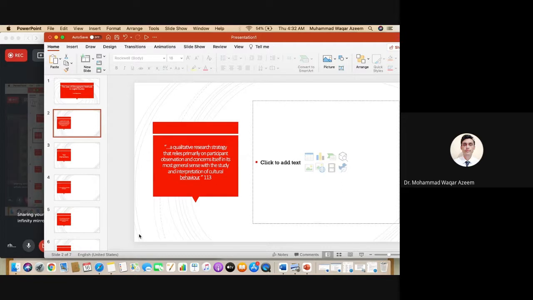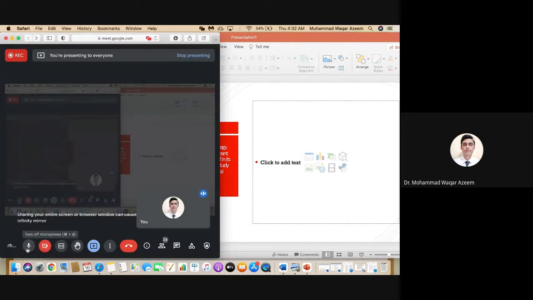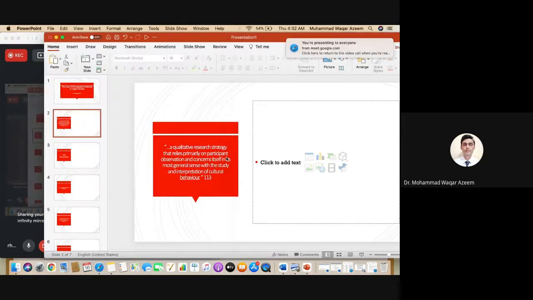Now, the word ethno is basically people, right? Ethnicity, like in the sense of ethnicity. And graphy is a kind of measurement, right? Study. So ethnography comes from that primary word.